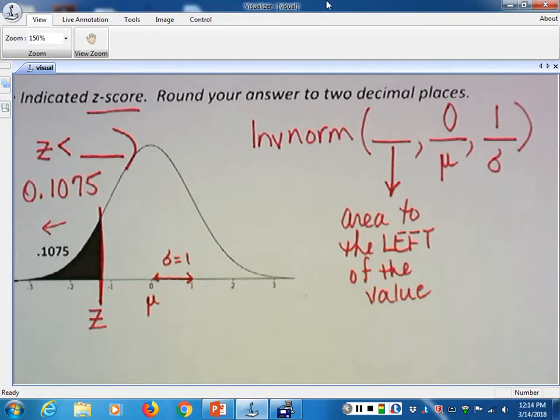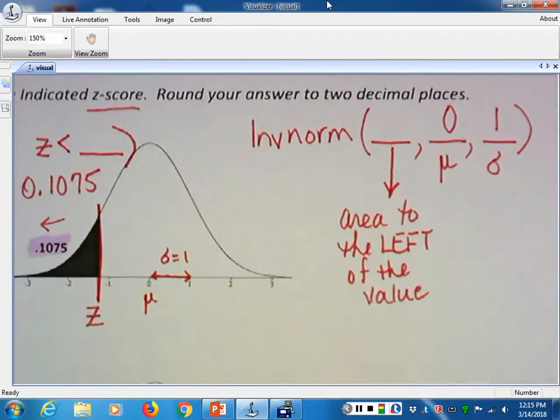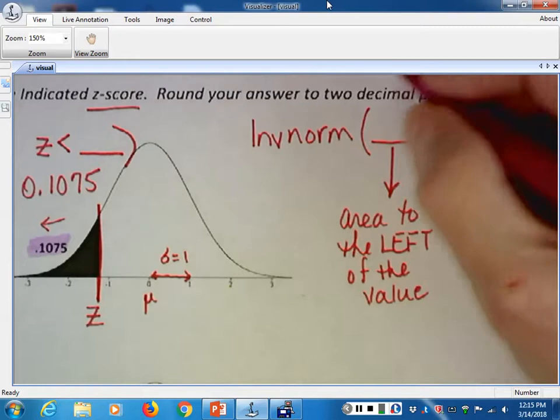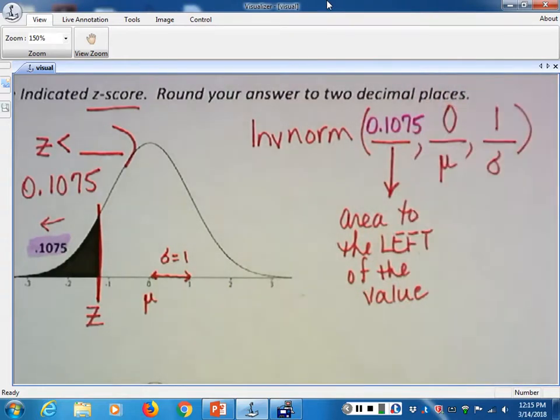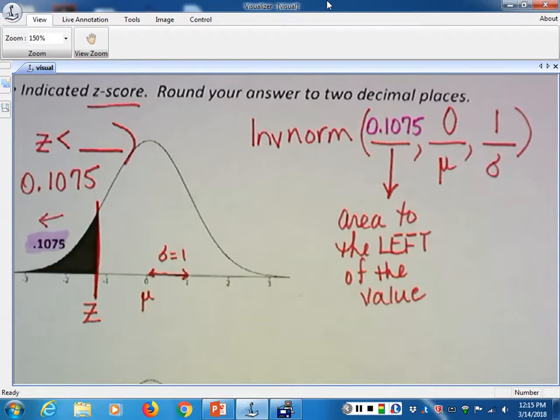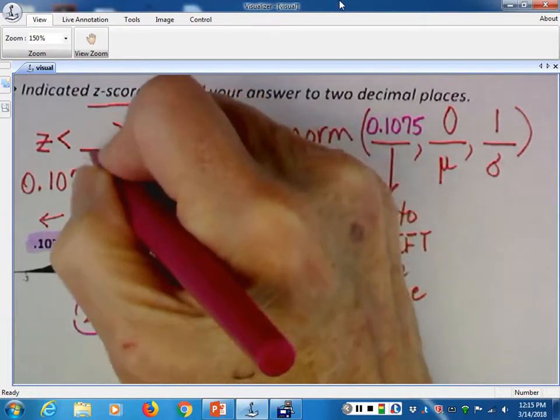So what we've been given is the area to the left. And that area to the left is 0.1075. So that's what we're going to put in for our area or our probability. We've been given the probability and asked to find what z-score, what standard score, is associated with that probability being to the left of that z-score. Okay? So whatever we come up with here is going to tell us what this number is here.